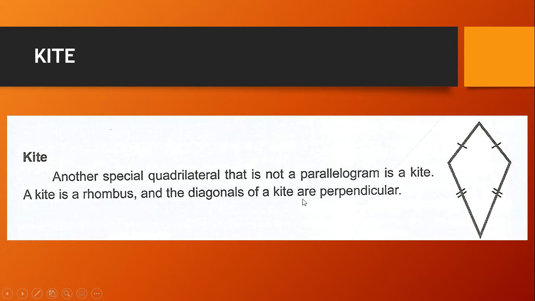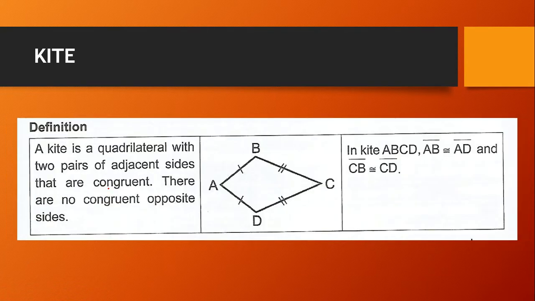These properties are perpendicular. So if the diagonals of a rhombus are perpendicular to each other, so is the kite. Okay? So by definition, a kite is a quadrilateral with two pairs of adjacent sides that are congruent. There are no congruent opposite sides. So it is different from the parallelogram, no? In a parallelogram, the opposite sides are congruent, while in a kite, the adjacent sides are congruent.